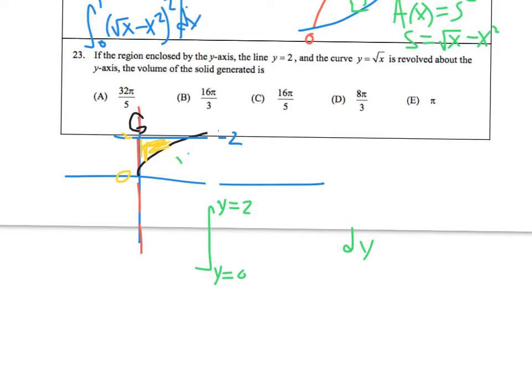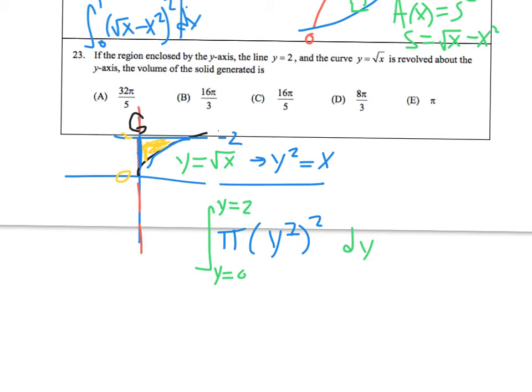So if we've got y equals the square root of x, and we wanted this in terms of y, we could write this as y squared is equal to x. And because we're going horizontally instead of vertically, that's what we're going to integrate with. Okay, this is going to be pi r squared, and the radius is going to be this curve minus the axis. So that's going to be y squared, squared.